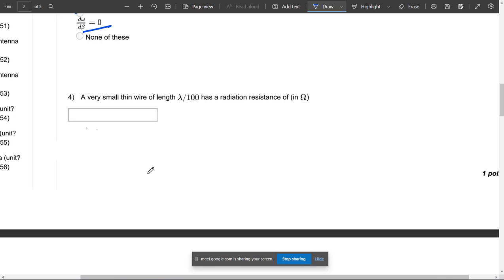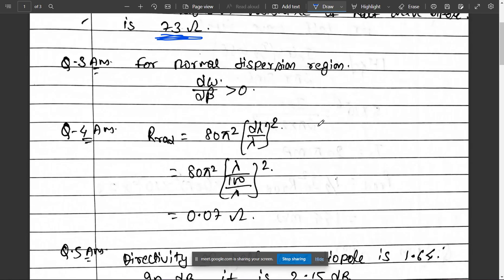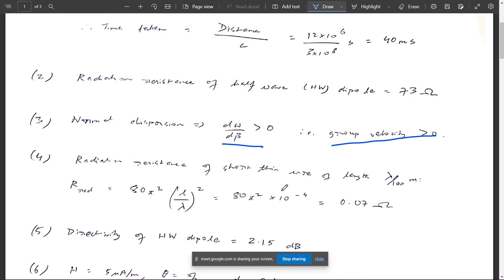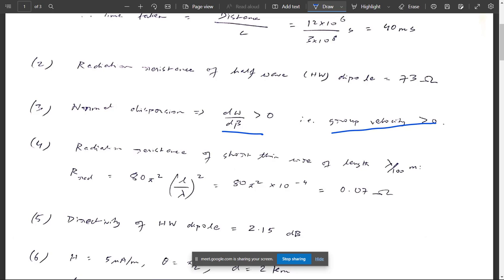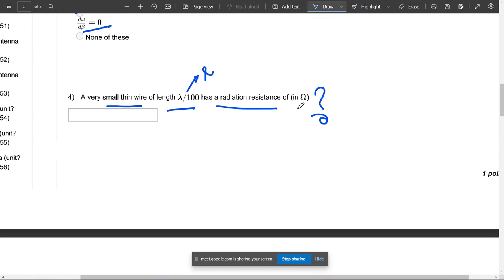A very small thin wire of length lambda by 100 has a radiation resistance of. So a small thin wire is given, the length is given, L is equal to lambda by 100, and it has a radiation resistance. Again, radiation resistance has been asked, for a small thin wire. How to solve this question? Gokul, do you know the formula for this question? What will we be applying? Sorry, ma'am, I don't know, ma'am.